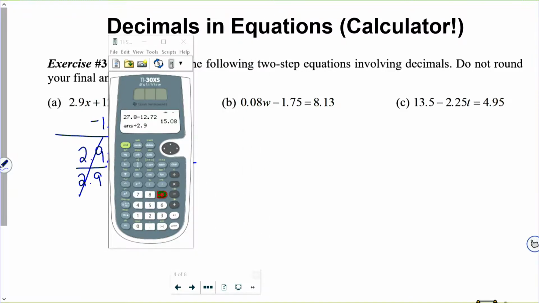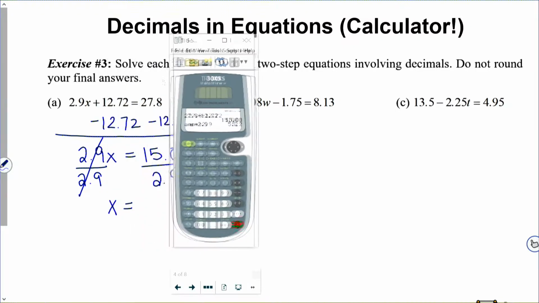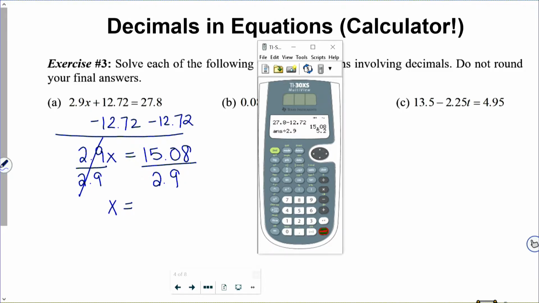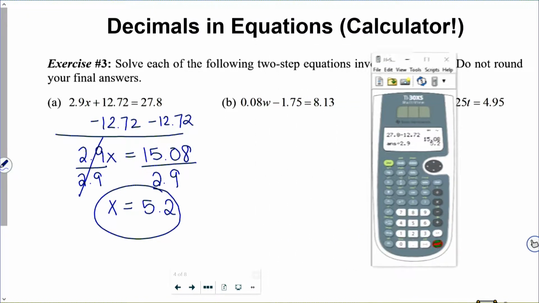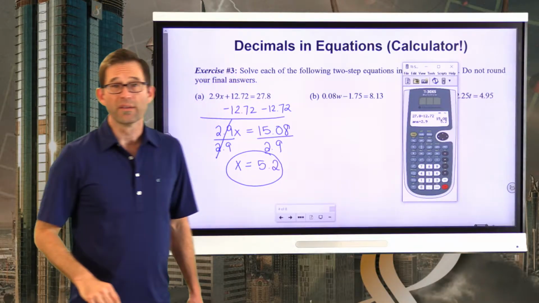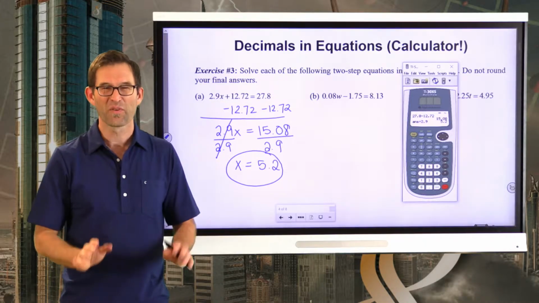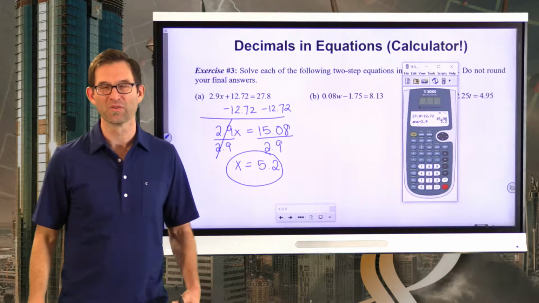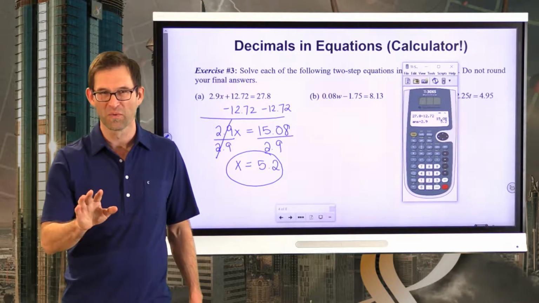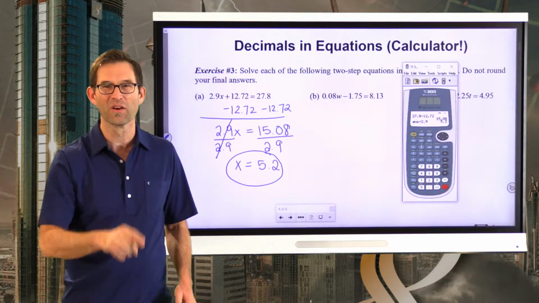2.9, enter. There we go. x is equal to 5.2. Wow. I'm going to stay away from that. That may have taken just as long as if I did the decimal work by hand. Probably not. Hopefully we're going to get the calculator to work a little bit better in the future. I think I know what went wrong there, but we're going to give it a shot on the next one. Let's take a look at that one.